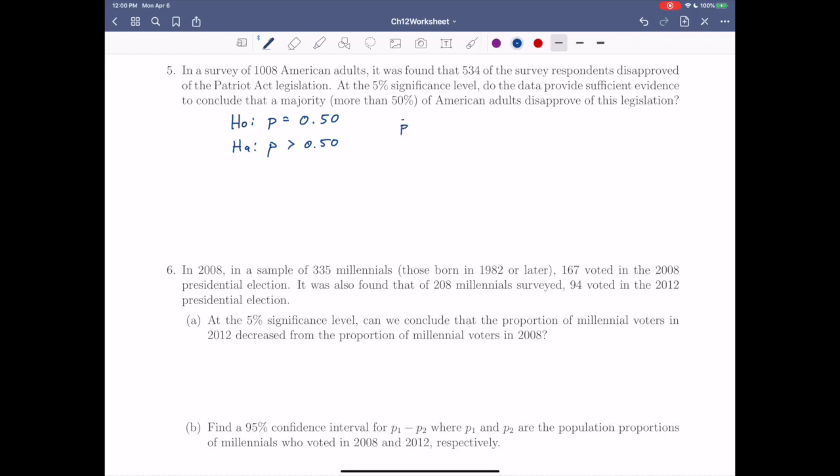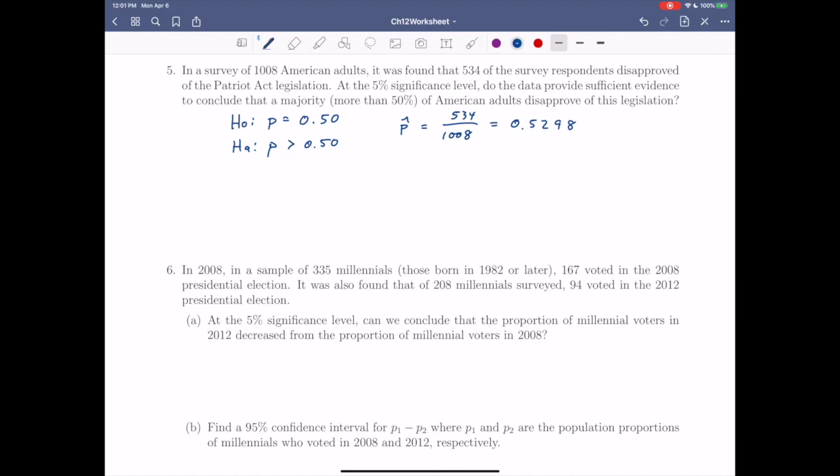This means that our sample proportion, p hat, is going to be 534 over 1,008. That turns out to be 0.5298. So certainly more than 50% of the sample disapproves of the legislation. What we want to know is, can we infer from that more than 50% of the population disapproves of the legislation, right? That's a more subtle question. Does this carry over to the population? How certain are we of this?